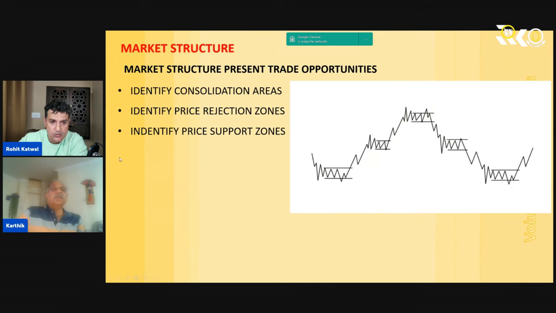So in VSA, we use this structure to get ourselves some trading opportunities. So you can see, this is how the stock normally moves. There is a consolidation, there's an up move, markup phase, then again there is a reaccumulation or some kind of congestion here, and then it moves up, then there's a distribution, then there's a markdown, again there could be a distribution. Then finally, again, it goes into an accumulation zone. So what we need to do is to identify the consolidation areas where the stock is consolidating, and the price rejection zones and price support zones. These are the areas where we can get opportunities for trade.